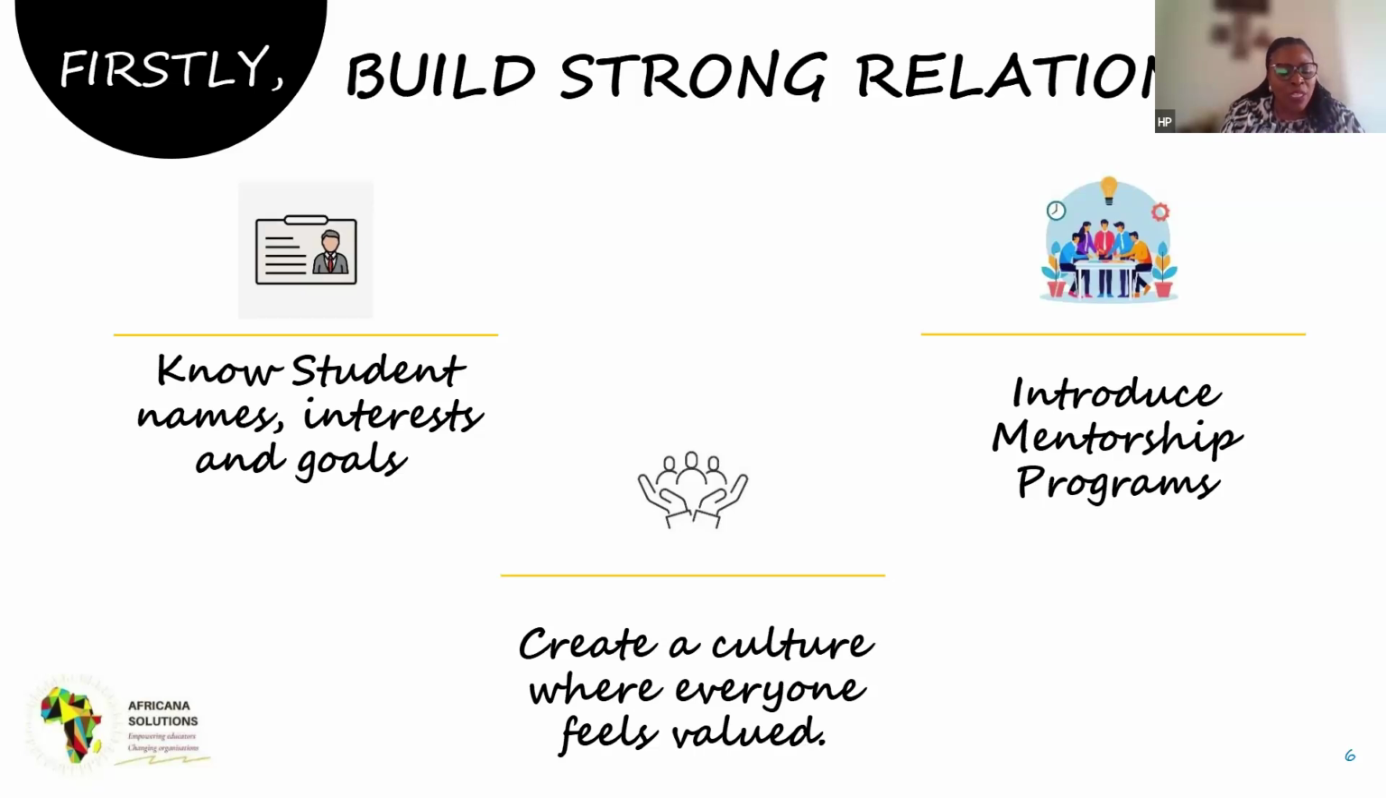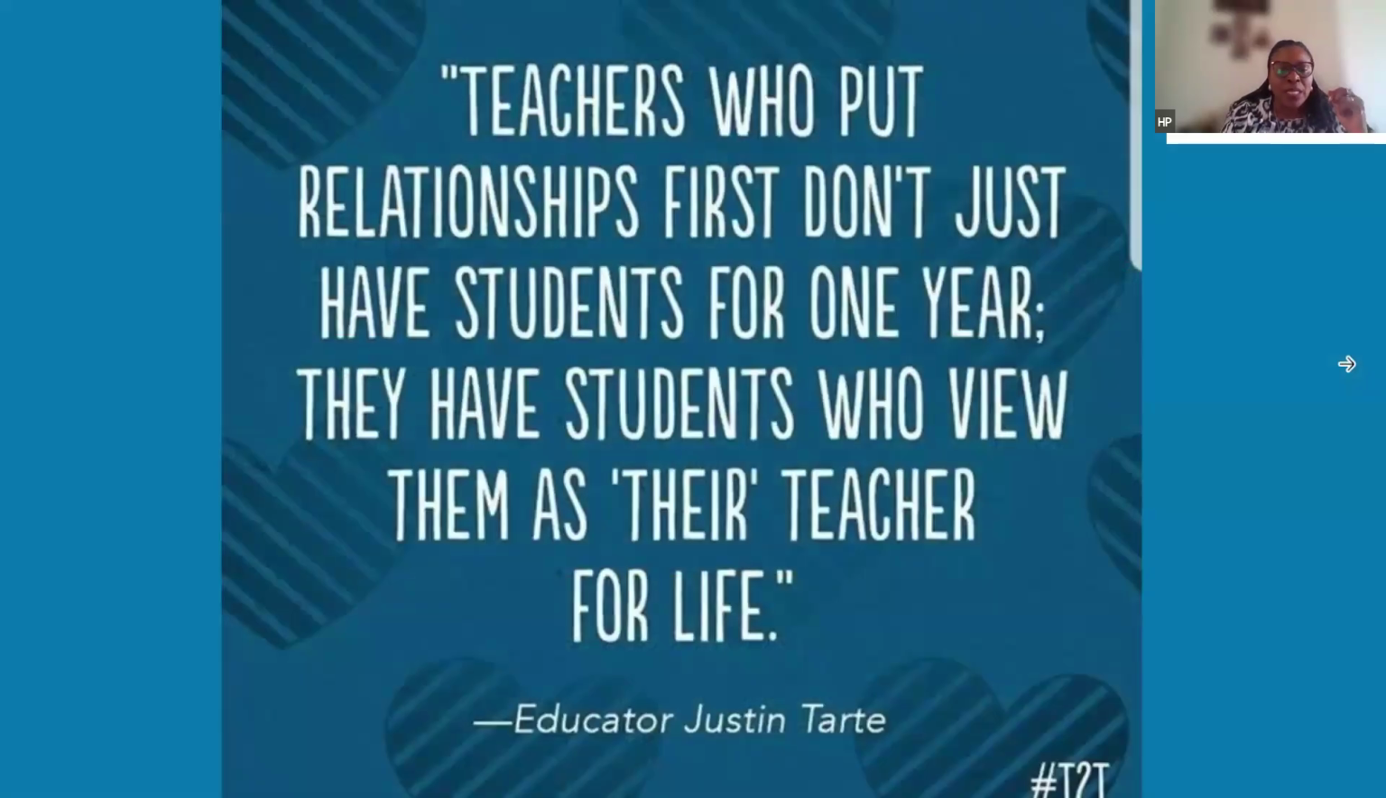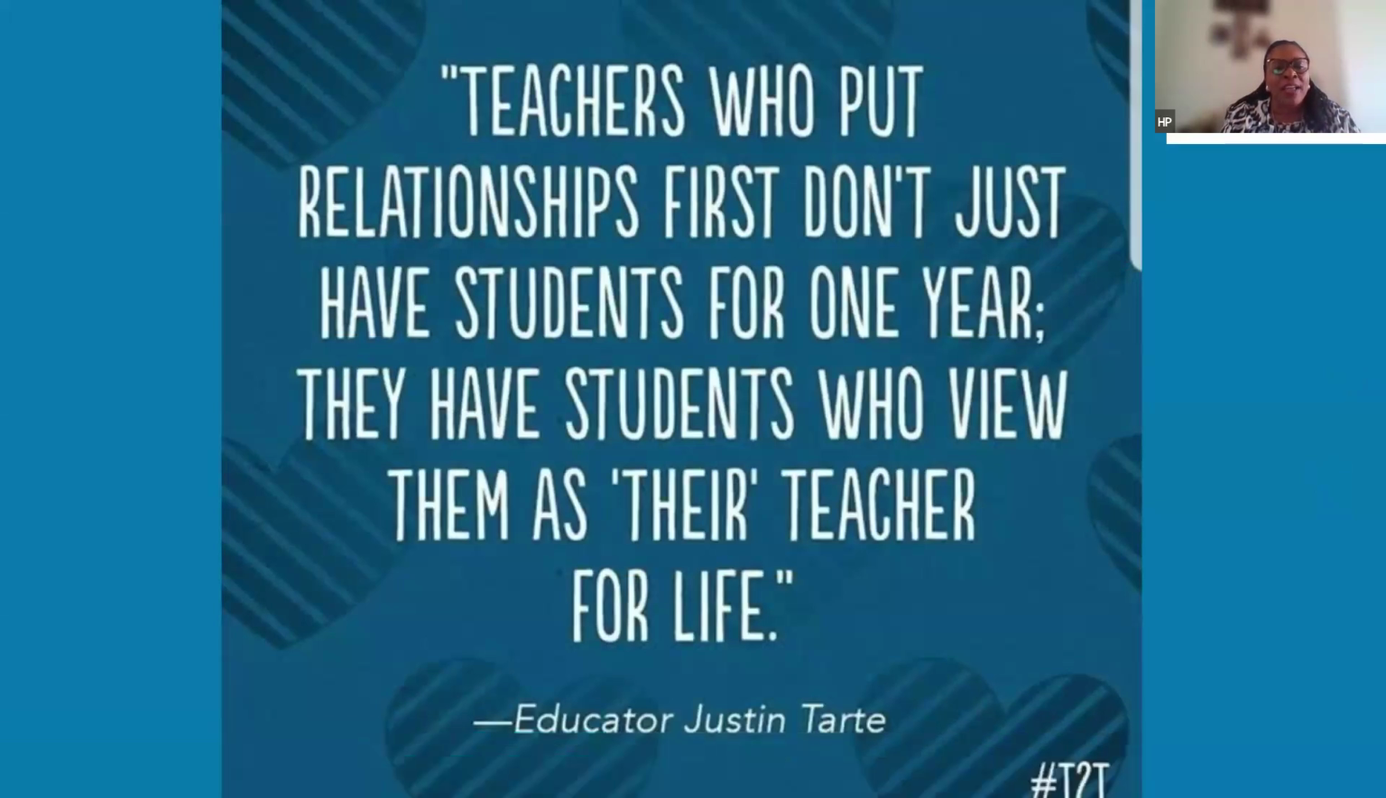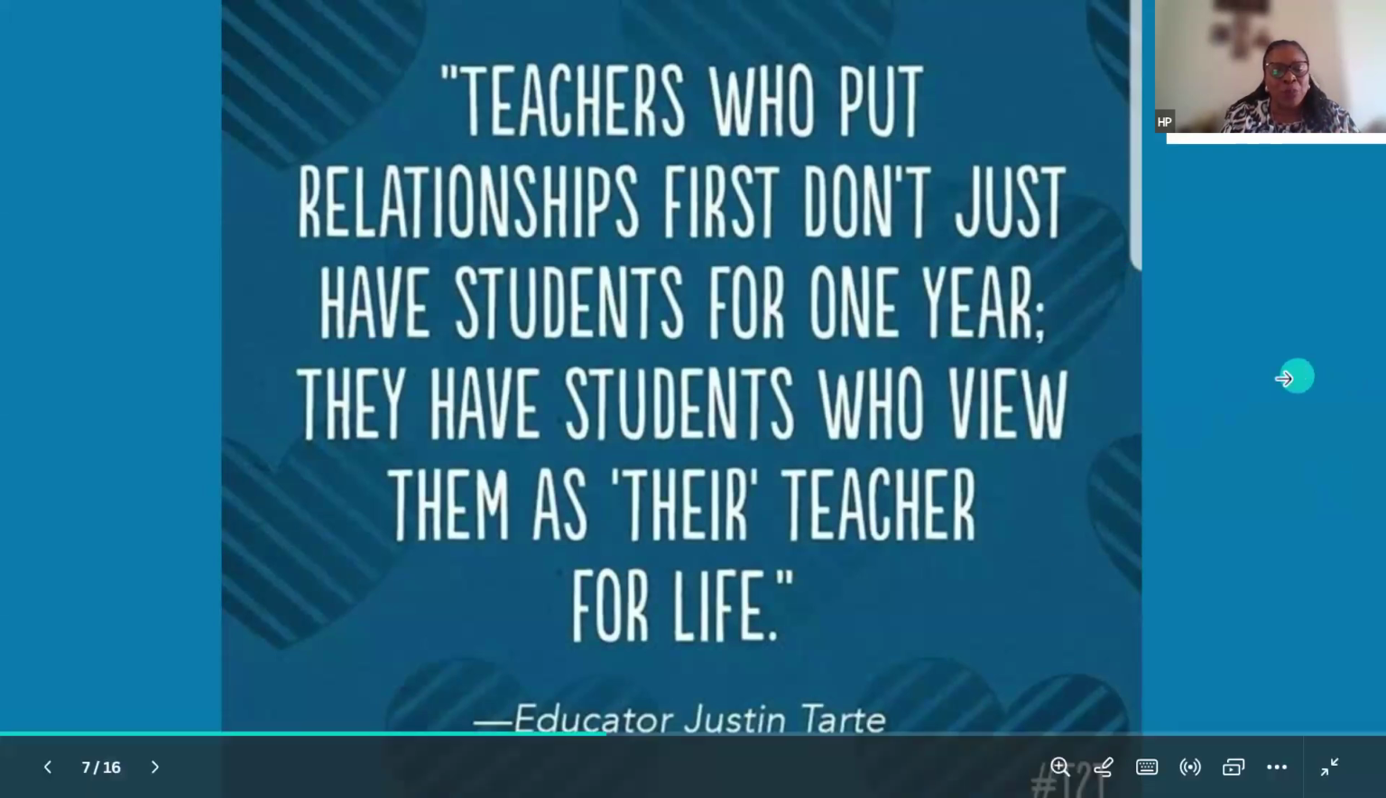But I'd like to say something to us this evening by taking this quote by Justin Tarty. It says, teachers who put relationship first don't just have students for 1 year. They have students who view them as their teacher for life. I would like to open up the room now for conversation.